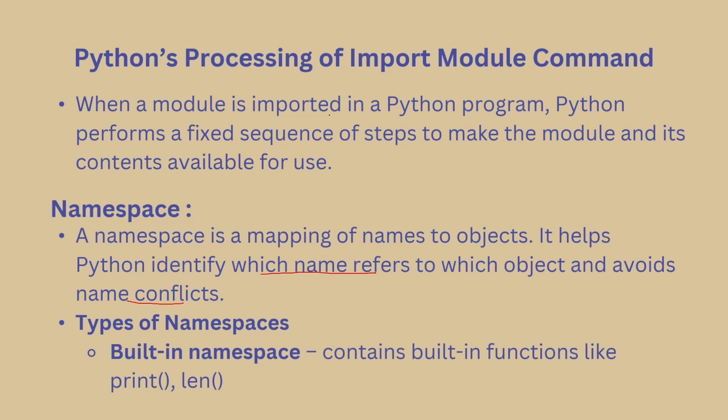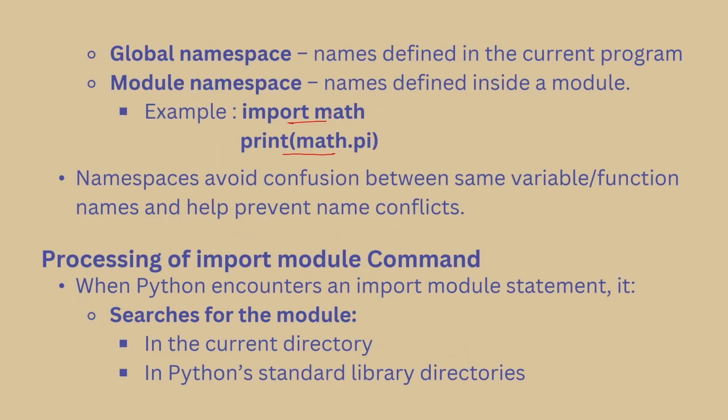Now types of namespace. The built-in namespace contains built-in functions like print, len. Then we have the global namespace, names defined in the current program. Then the module namespace, names defined inside the module. Namespaces avoid confusion between same variable or function names and help prevent name conflicts. That is the purpose of a namespace.